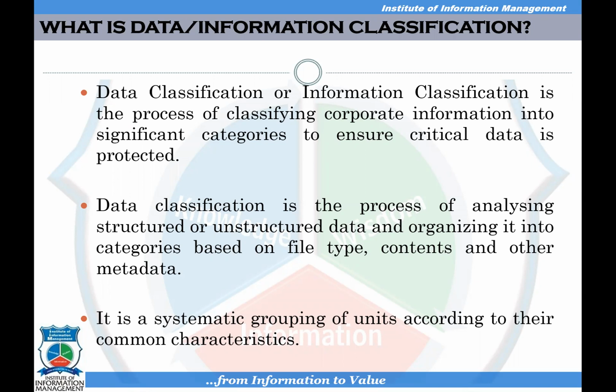So data classification or information classification is actually the process of classifying corporate information. And when I say corporate, I'm talking about the public and the private sector. Could be small business, could be medium-sized business. It's actually an environment where data is used. So that's a corporate environment. So you classify corporate information into significant categories to ensure critical data is protected. In another way, you can classify it as the process of analyzing structured or unstructured data and organizing it into categories based on file types, contents, and other metadata.